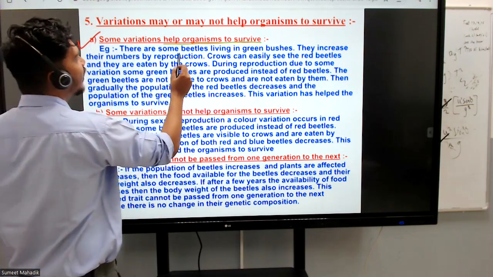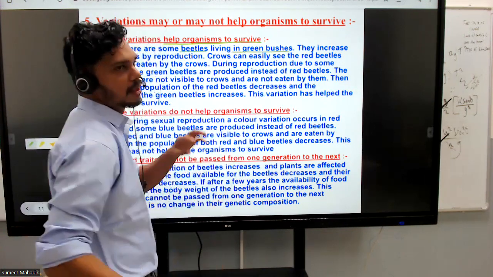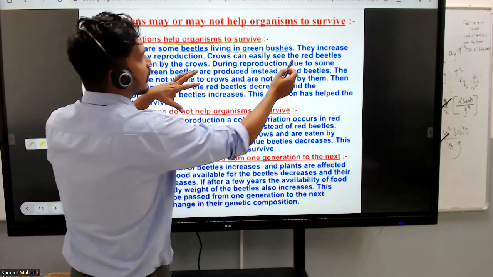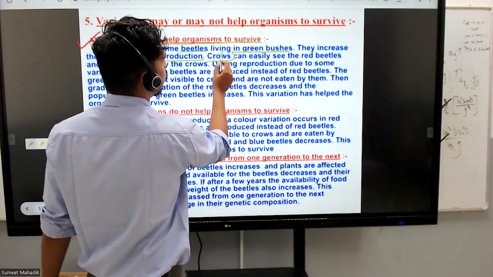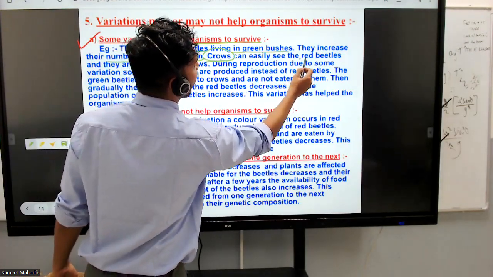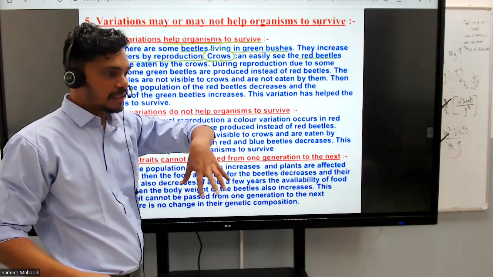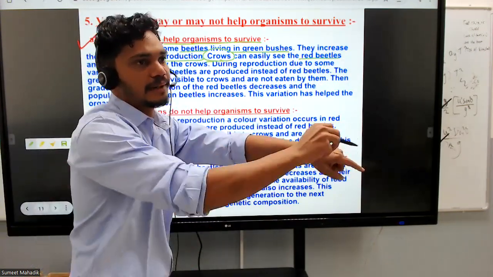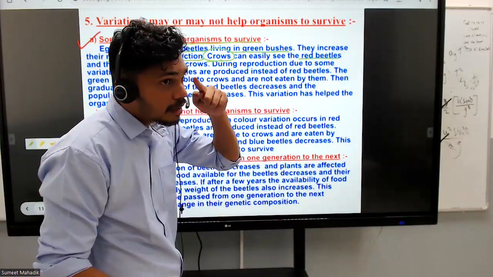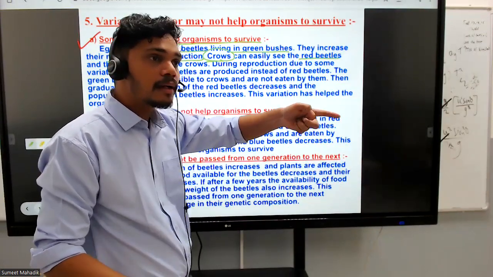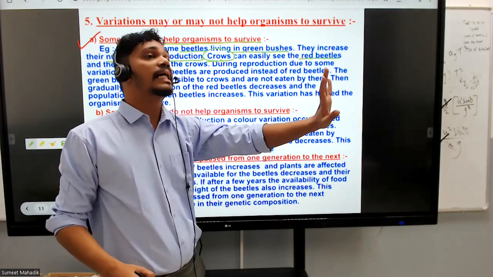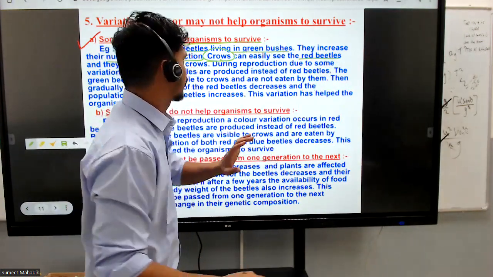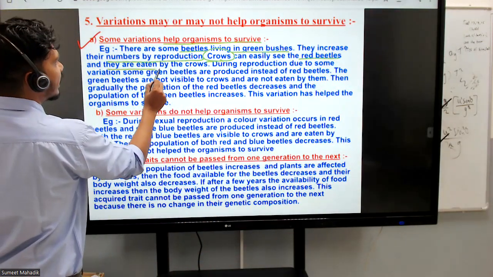Example: there are some beetles living in green bushes. They increase their numbers by reproduction, obviously. But what is the problem? Crows can easily see the red beetles. If a red beetle is in the green bushes, definitely a crow can see and eat it. Now what are they thinking? Oh, because of the red color, I'm getting killed. So my new generation should not have a red color. So they are eaten by the crows.